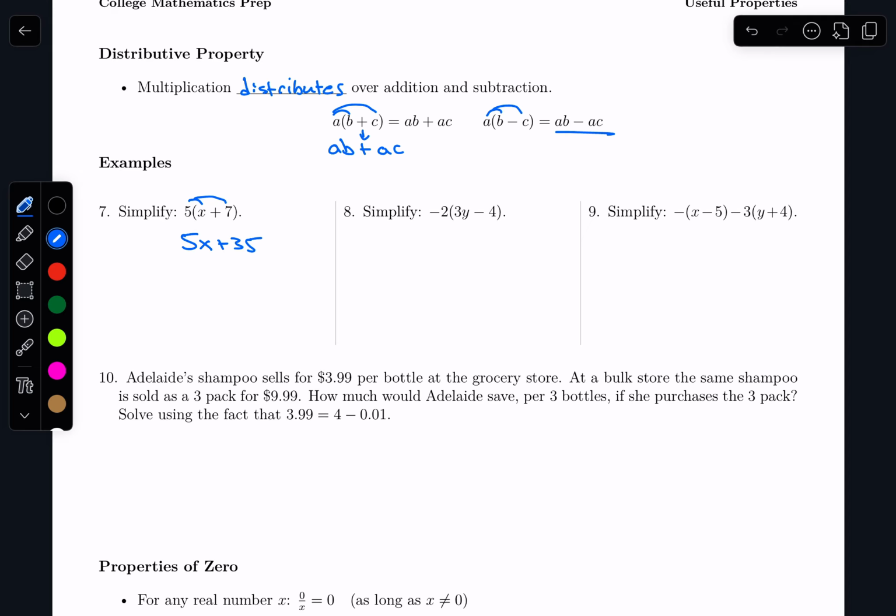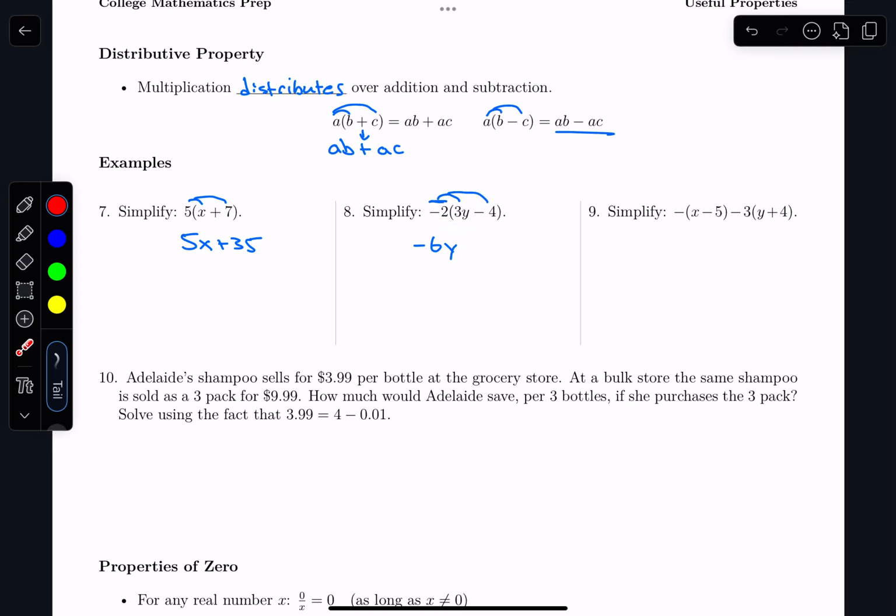Number 8, we have negative 2 in front of 3y minus 4. So we're going to distribute this whole thing, negative 2, to both objects inside. Negative 2 times 3y is negative 6y, where we multiply the negative 2 and the 3, and the y stays alone. And if you're wondering, hey, why are we allowed to just multiply the negative 2 and the 3? Why doesn't the y change?